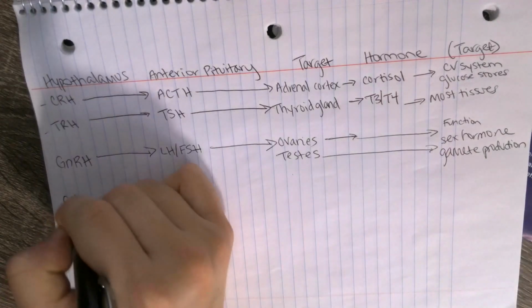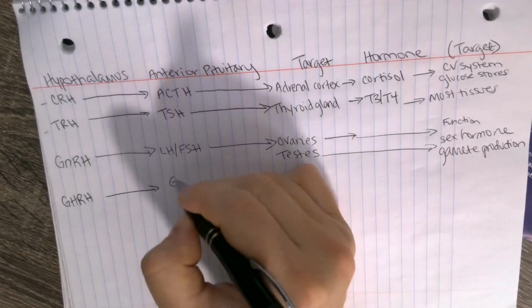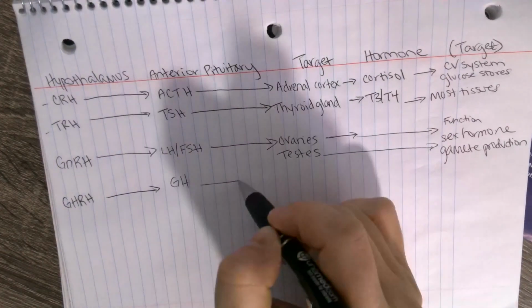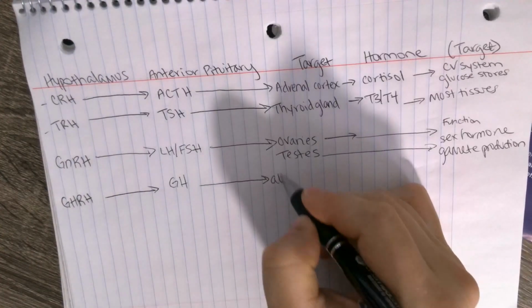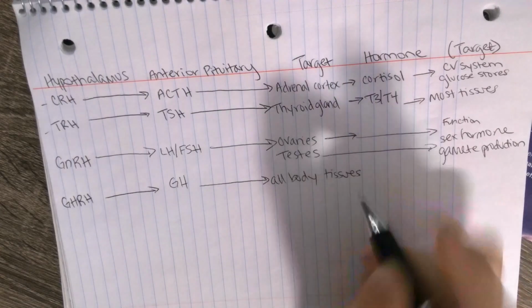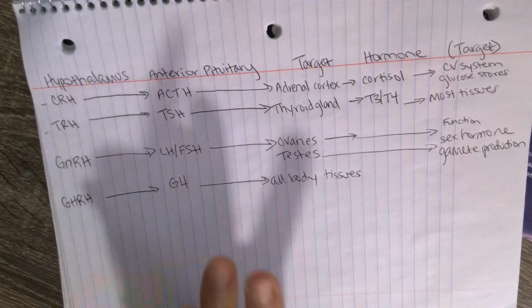You also have a really short one. How about growth hormone releasing hormone? That triggers the anterior pituitary to release growth hormone. Essentially, all that does is target all body tissues, and you're done, right? Your body tissues don't release a hormone in response to that. It's done. That's the pathway.